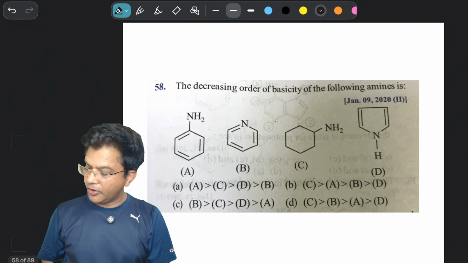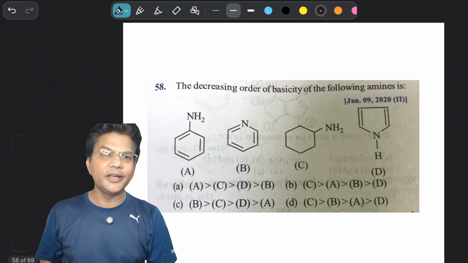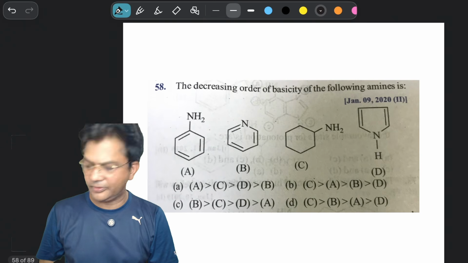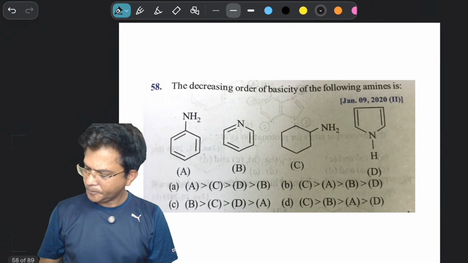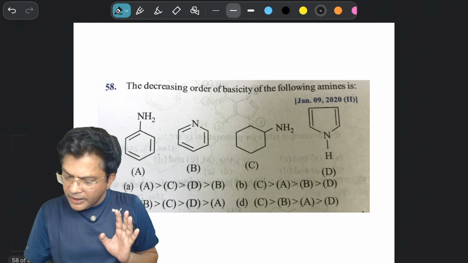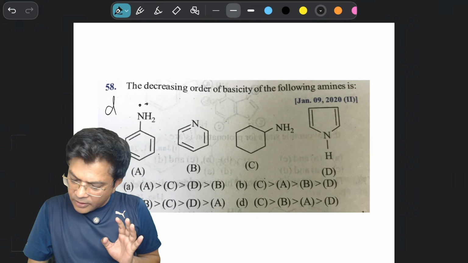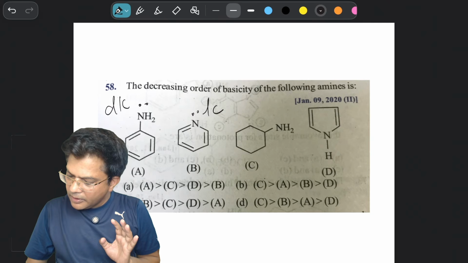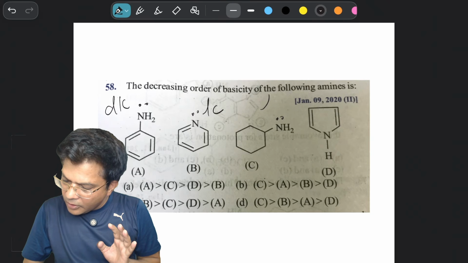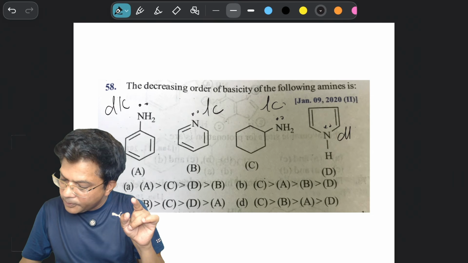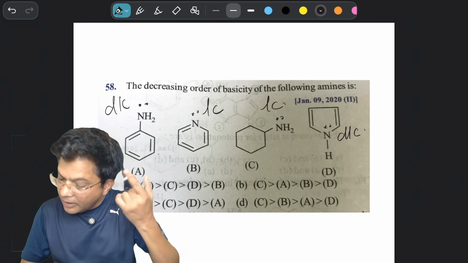The decreasing order of basicity. Nowadays it's a fashion, in place of basic strength they are using basicity. Now see, no one is there guanidine. Now see, its lone pair is delocalized. Its lone pair is localized. Its lone pair is localized. And its lone pair is super delocalized. Super delocalized means involved in aromaticity.